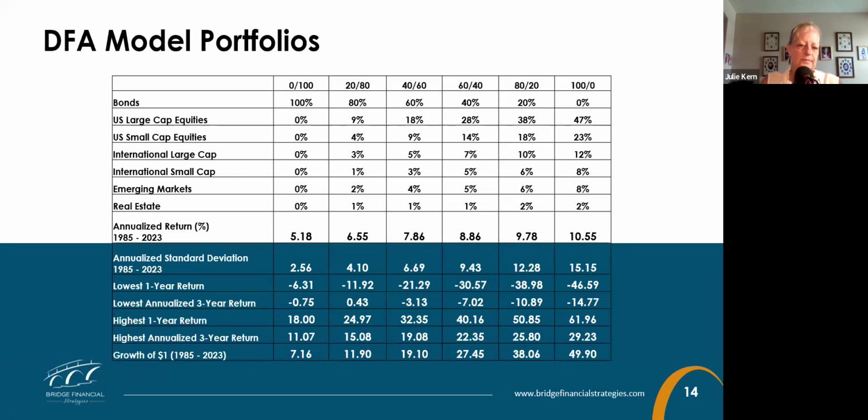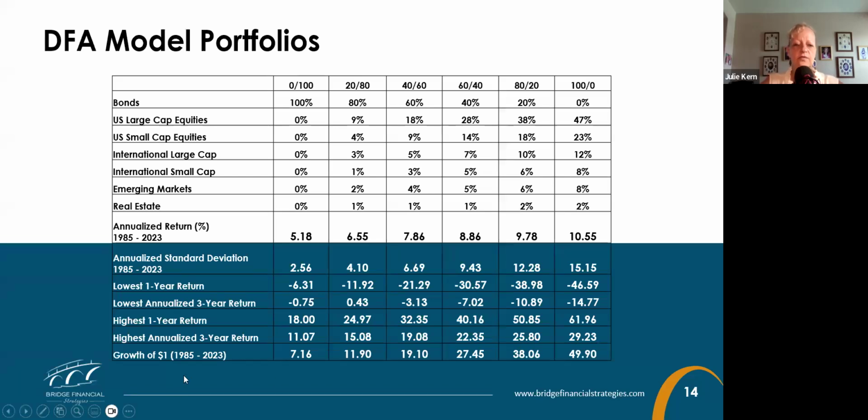And just to show some historical data, I've provided the lowest 1-year return for each portfolio, which ranges from -6 all the way to -46. The lowest 3 years, so the 3-year annualized return for this portfolio is less than 1% negative, and this one is about 15% negative. And then the highest 1-year return for this portfolio, 18, but all the way up to almost 62% here. And the highest annualized return over 3 years would be 11 on the low end, 29 on the high end.